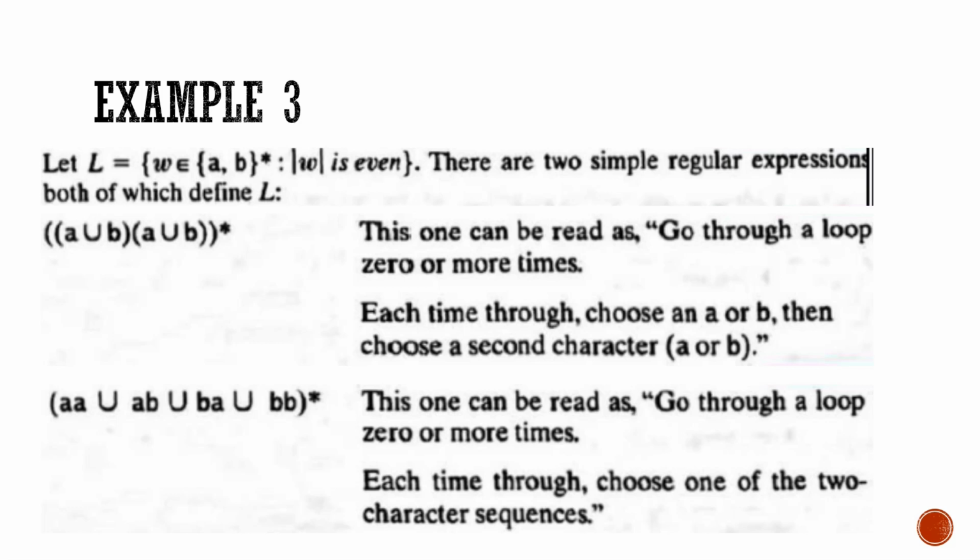So for 2 characters, what are all the possibilities we can have? AA, where U stands for union, AB, BA or BB. Two characters. Then we put the star over here. It means if it comes, it will come as a pair, 2, or else it won't come. Zero or more occurrences of this sequence.